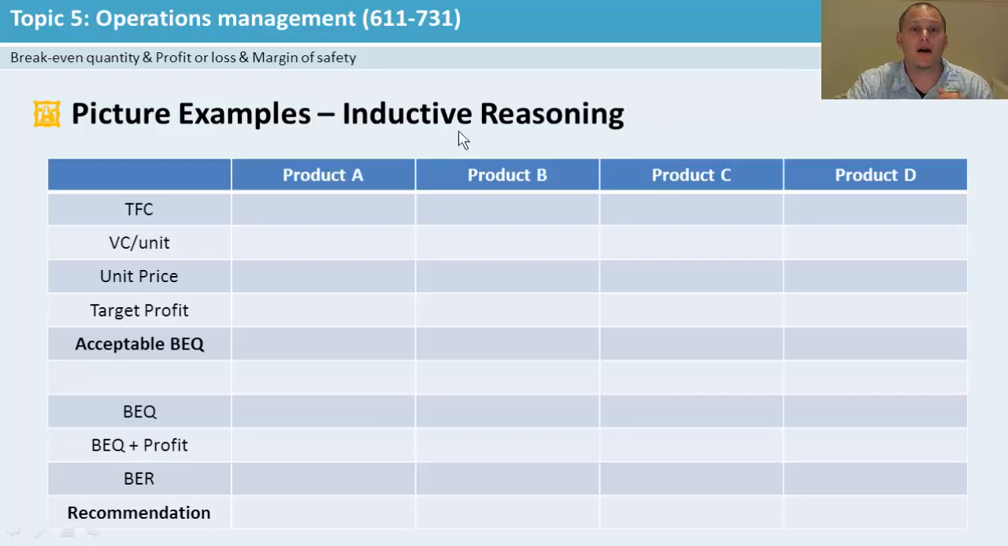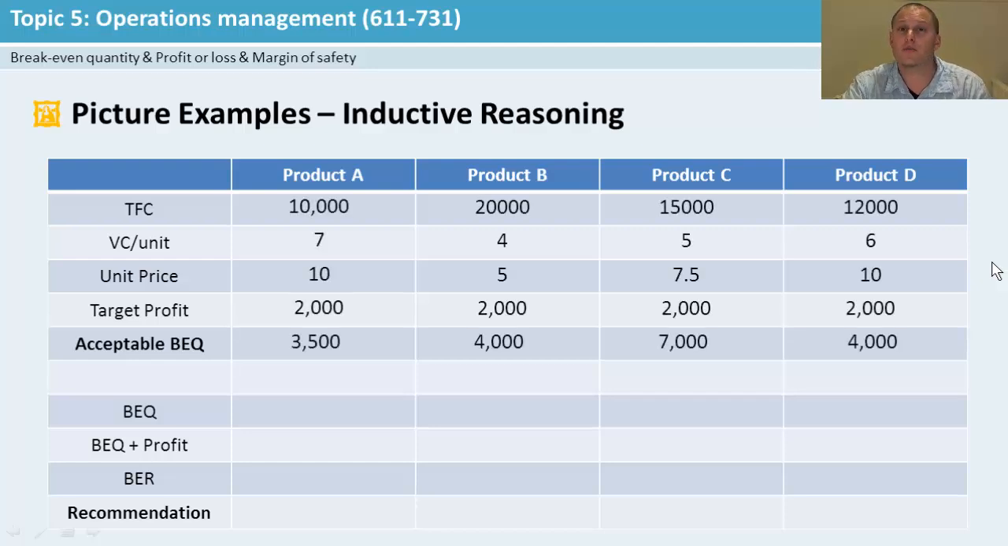Alright, I'm going to go through some inductive reasoning. So using the numbers, what can you draw from that is the key thing. So I've got product A, B, C and D, and I've got down the side here total fixed costs, and this time I'm introducing a target profit and what's an acceptable break-even quantity. So the manager might say, look, this is what we believe we want to do for production levels, and then we can work out what the recommendation is at the bottom. So I'll give you all the numbers here. Feel free to pause it now.